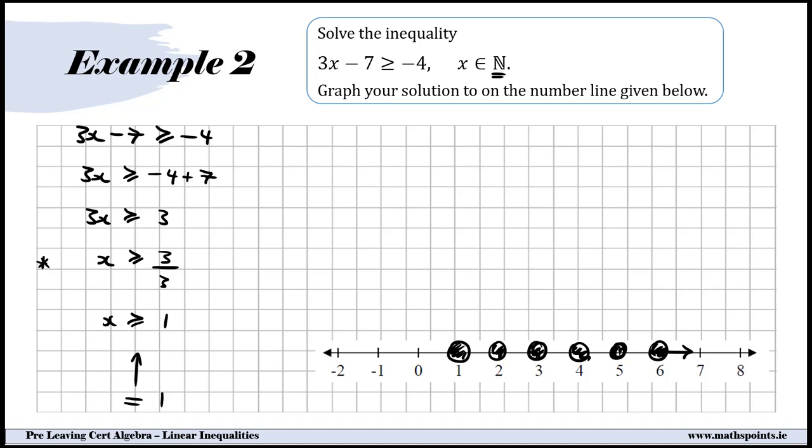You might say to me that the number 2.5 is greater than 1, which it is. Why is it not a solution? It's not a solution because we're only interested in natural number solutions.